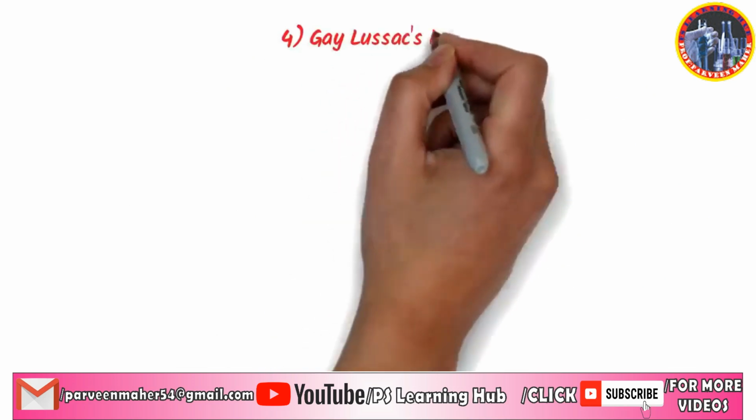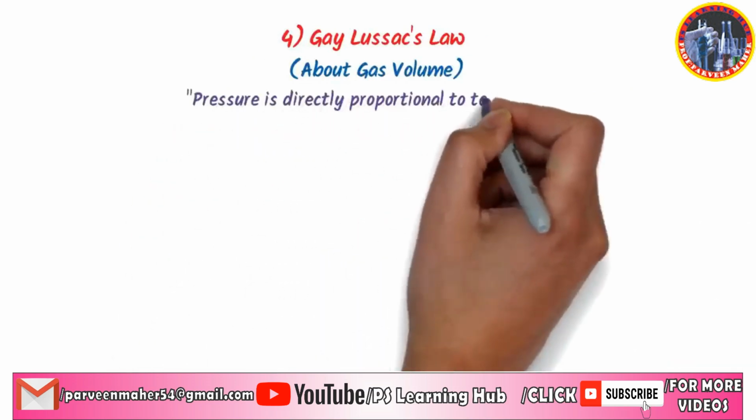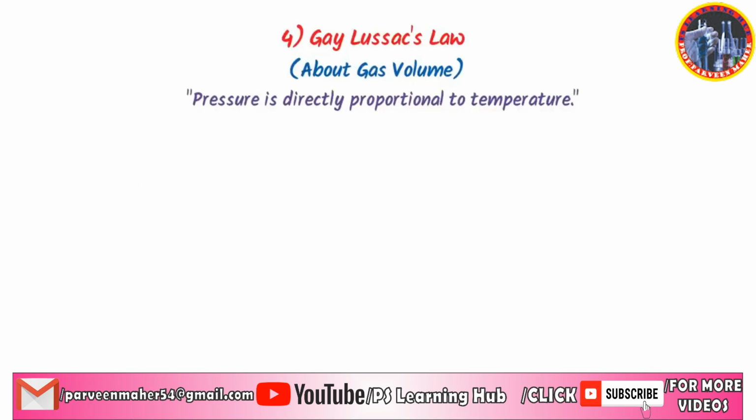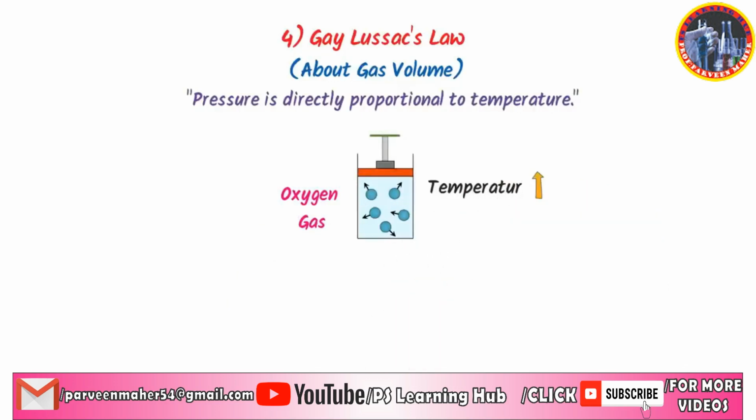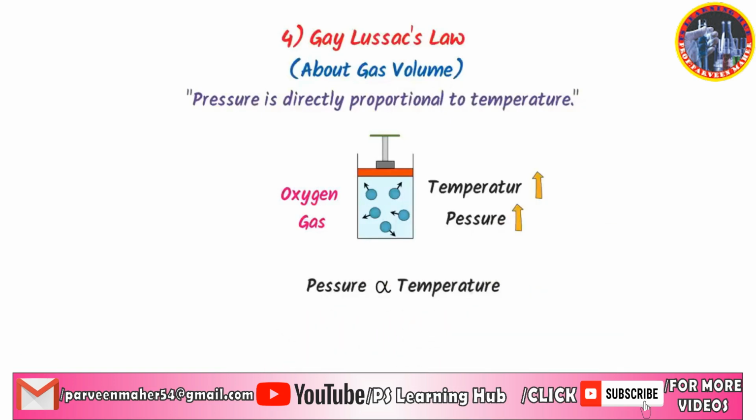The fourth law is Gay-Lussac's law. Remember that it is based on volume of gases. It states that pressure is directly proportional to temperature. For example, consider oxygen gas in this cylinder. If we increase the temperature of the gas, the rate of collision of oxygen molecules on the wall of the container is increased. As a result of this, pressure is increased. So we say that pressure is directly proportional to temperature.